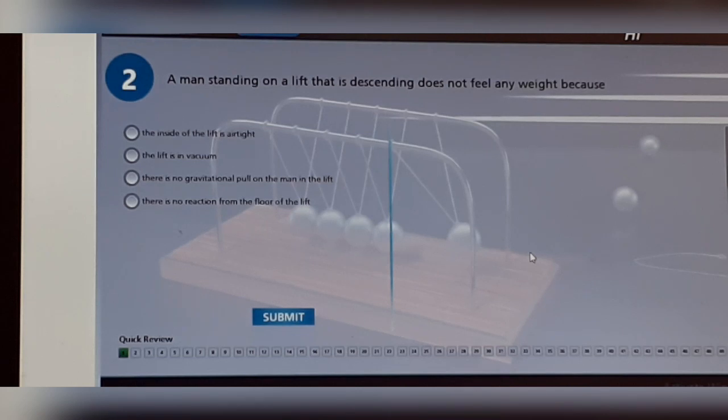A man standing on a lift that is descending does not feel any weight because A, the inside of the lift is airtight, B, the lift is in vacuum, C, there is no gravitational pull on the man in the lift, D, there is no reaction from the floor of the lift. For question number 2, the right answer has to be D.